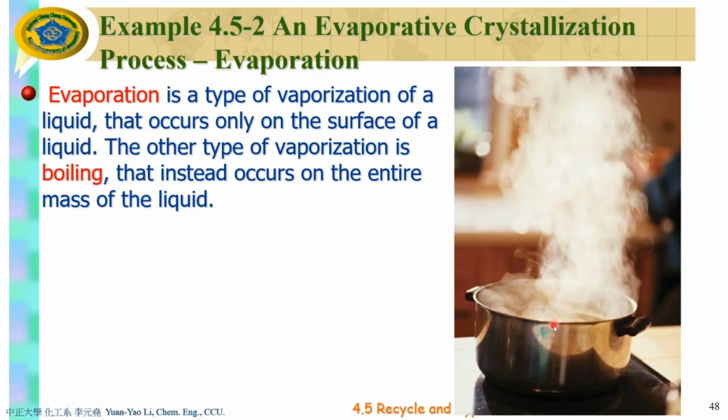So this is the definition of evaporation. Evaporation is a type of vaporization of a liquid that occurs only on the surface of a liquid. The other type of vaporization is boiling. So there are two types, right? The first type is evaporation. The second type is boiling, which instead occurs on the entire mass of the liquid. So you understand boiling is when vaporization happens on the entire mass of liquid.